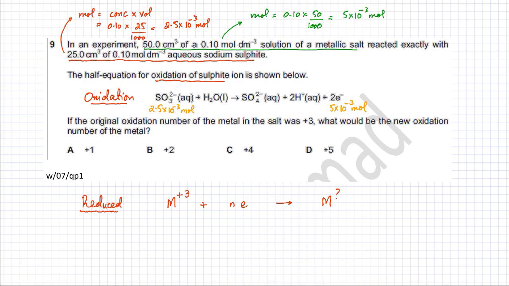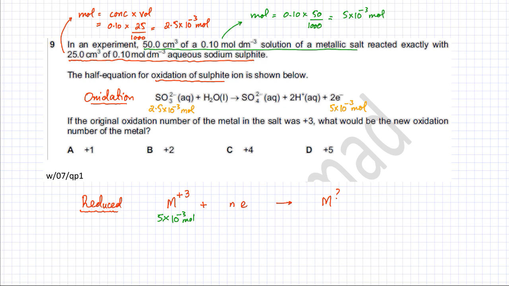So the moles of metallic salt are given to me, and the charge which was previously given to us, that the ion of the metal in the salt was +3, is already given. So it's 5 into 10 to the power minus 3 moles. This is the information that I've been able to extract.